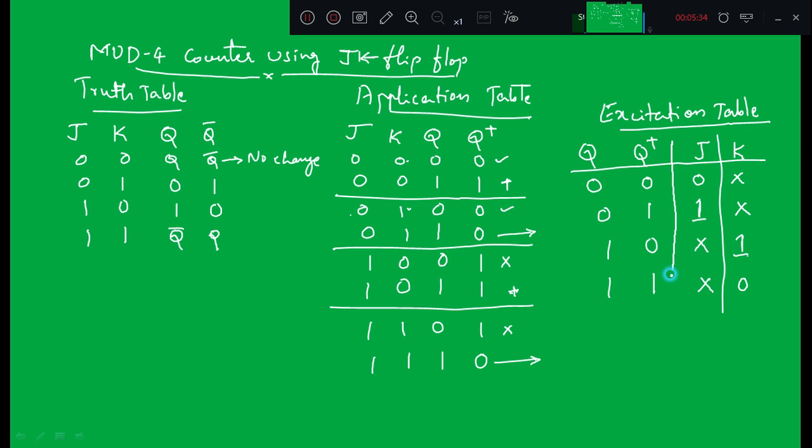So with the help of this excitation table, we are going to fill the last table, which is called the transition table, right? So here we are designing a mod 4 counter. How many flip-flops do we require? We require total 2 flip-flops, right? So write 4 as a power of 2, whatever power you get, that many number of flip-flops we require, okay?